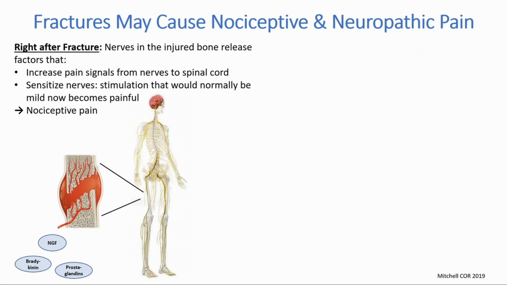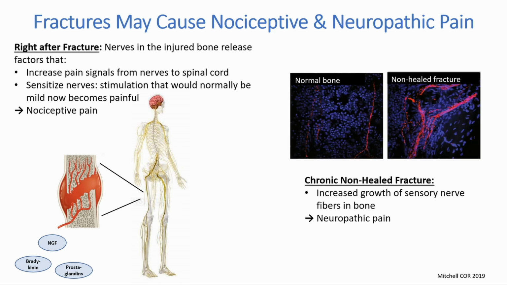So this is very relevant to fractures. Fractures are a common cause of pain in OI and other rare bone disorders. Right after a fracture, the nerves in the injured bone will release factors that increase pain signals from the nerves to the spinal cord and sensitize the nerves. So stimulation that would normally be very mild, such as just moving the bone a little bit, now will become very painful. And this is an example of nociceptive pain.